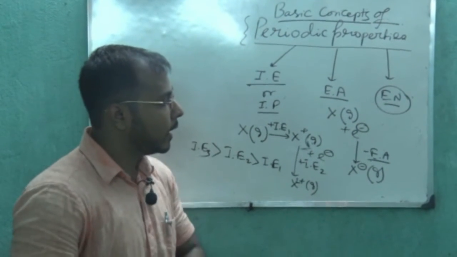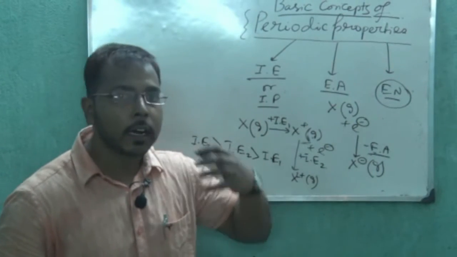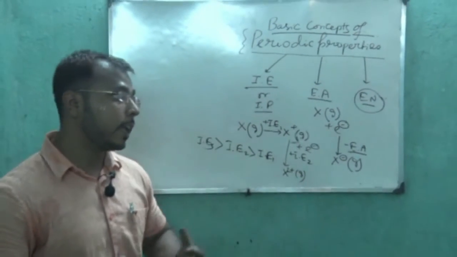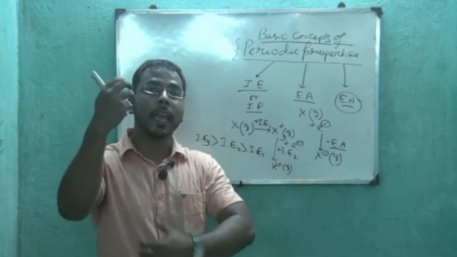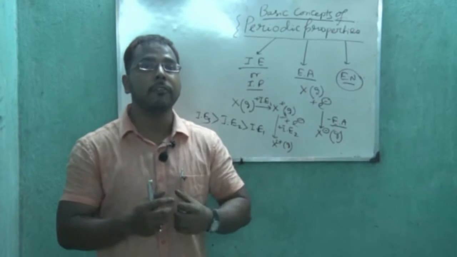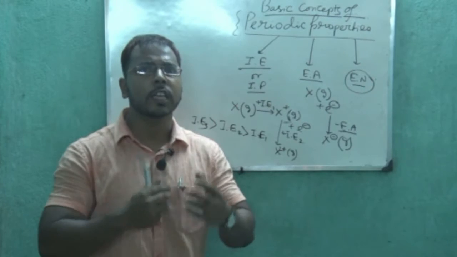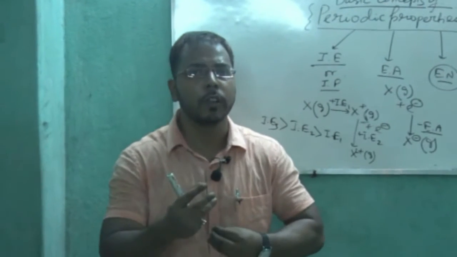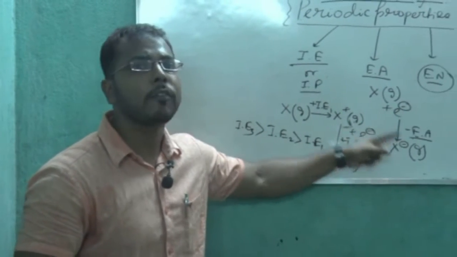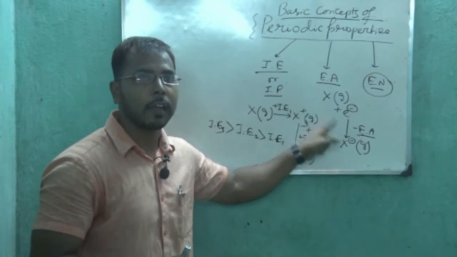Non-metals, we know, have a tendency to gain electrons, that means they will have more electron affinity. So if any element has a tendency to gain electrons, it will have high electron affinity. And metals have a tendency to remove electrons, they don't have a tendency to gain electrons. That is why metals will have low electron affinity and non-metals will have high electron affinity.